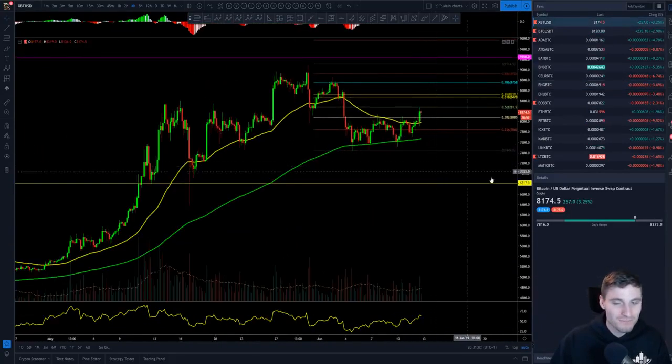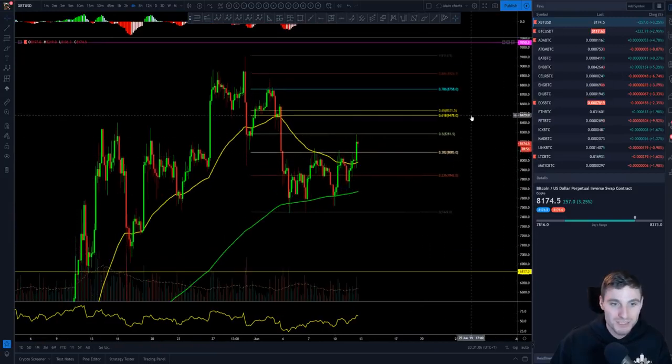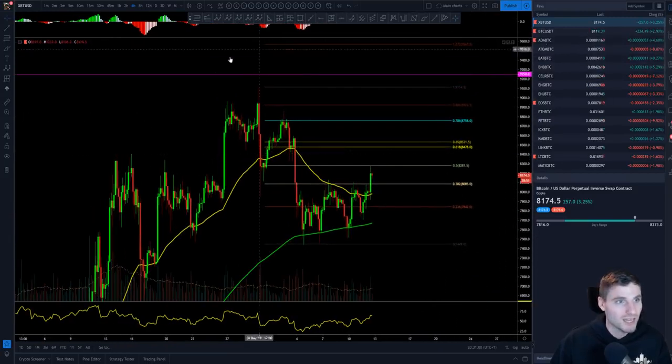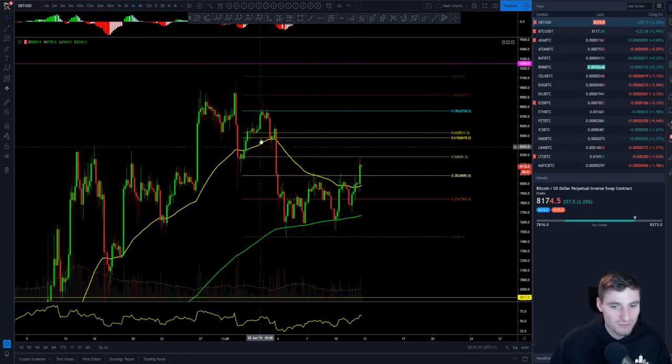All right, so Bitcoin. You know, there's obviously a lot of things to go through on this chart. And oh no, I removed all my levels. Oh, that's a little bit annoying. I had some nice levels in here.